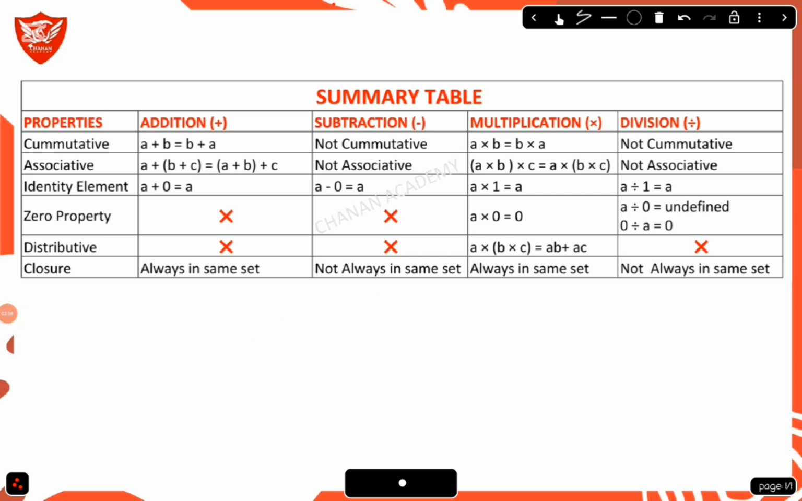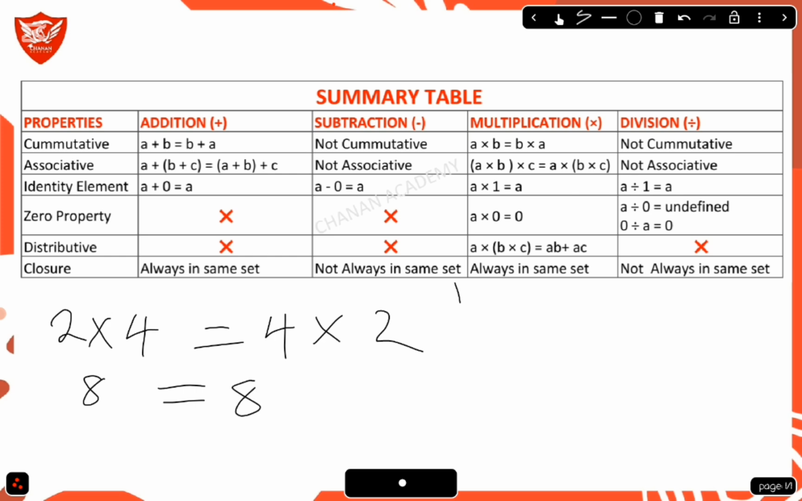The next one is multiplication. If we say multiplication is 2 multiplied by 4, same thing as 4 multiplied by 2. So 2 multiplied by 4, the result is 8. 4 multiplied by 2, the result is also 8. So multiplication is commutative.